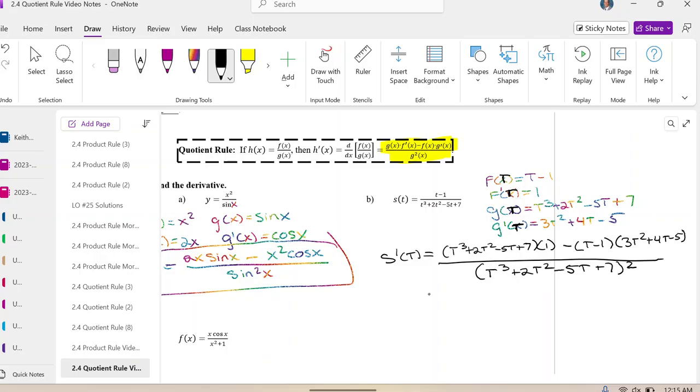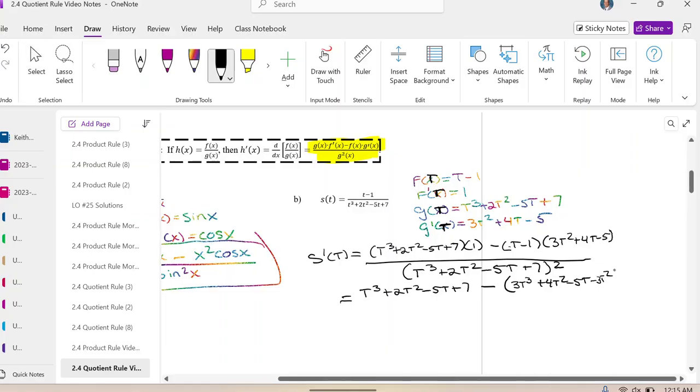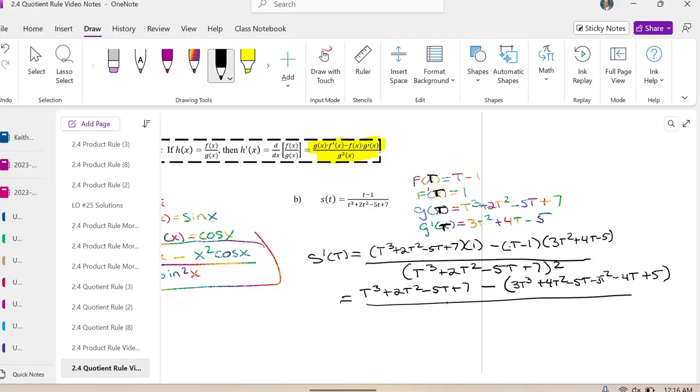So we can simplify the numerator here. When we multiply something by 1, it's just itself. Minus, now when we multiply, we get t times 3t squared, so 3t to the third, plus 4t squared minus 5t. That's what multiplying by t gets. Multiplying by negative 1 gets negative 3t squared minus 4t plus 5, all over t to the third plus 2t squared minus 5t plus 7, squared.